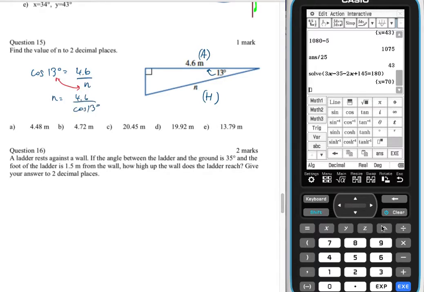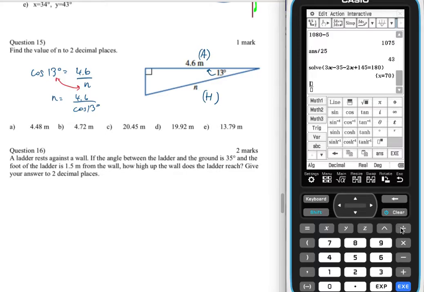Plugging into your calculator, shift divide, and then putting in 4.6 on cosine 13, close your bracket, and you have 4.72. So n is equal to 4.72, add your units, meters, and there's our answer.